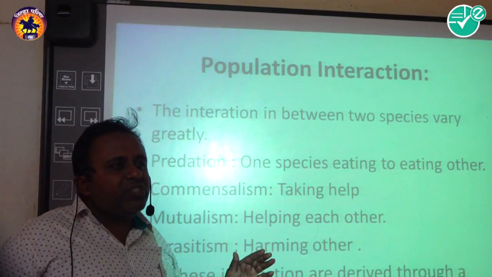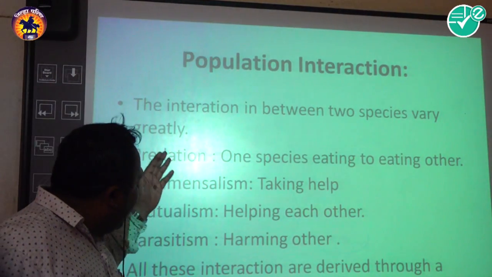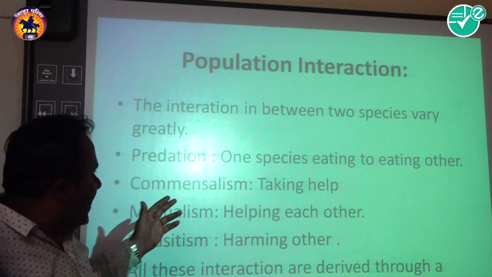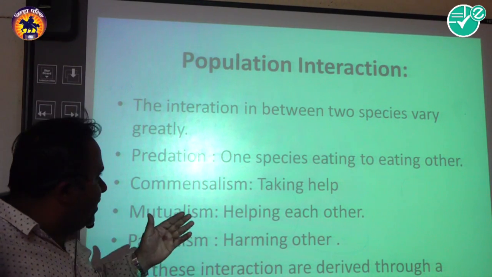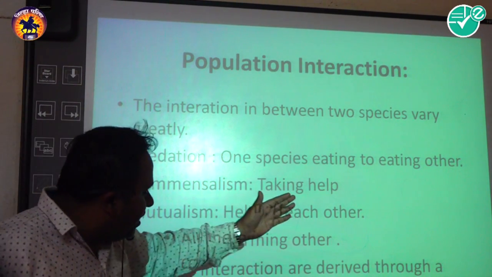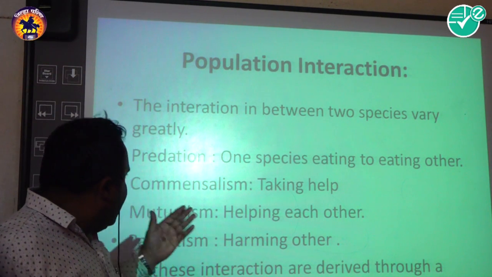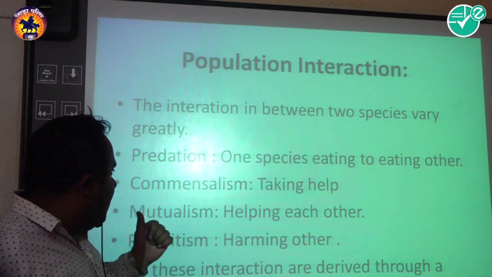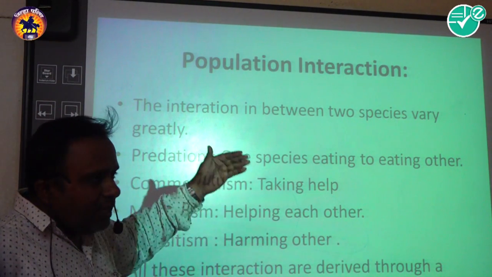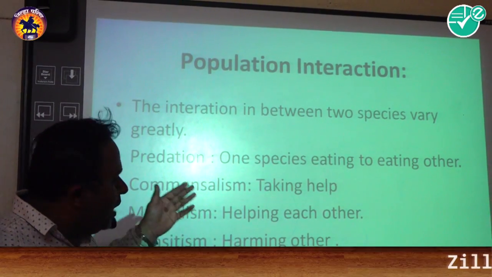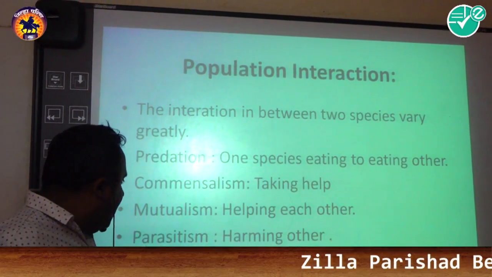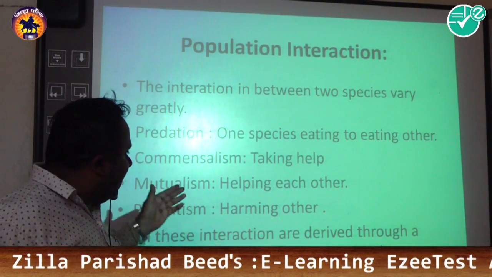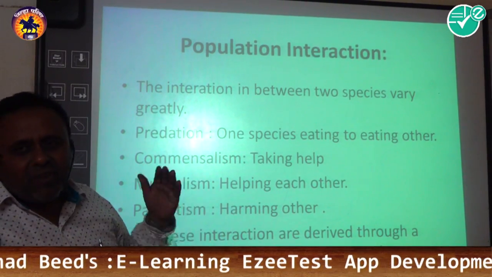Population interactions: the interaction between two species varies greatly. First one is predation, meaning one species eating another. Second is commensalism, meaning taking help; then mutualism, helping each other; and parasitism, harming the other. All these interactions are derived from a common underlying need for survival.